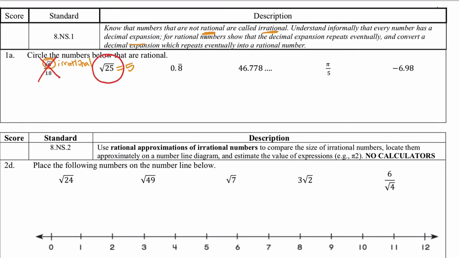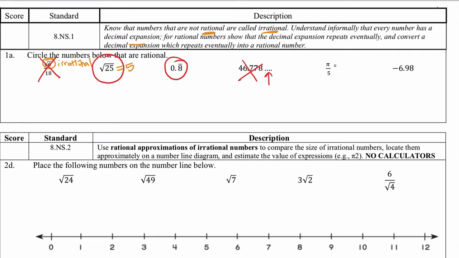0.8 repeating. It does say that a rational number will repeat eventually, and so 0.8 repeating, that is rational. 46.778 dot dot dot. This means we don't know what happens after that 8, so it may or may not repeat, so we have to say it is irrational. We do not know whether that repeats, so we're going to say no. Actually, if it did repeat, it would have a line above the 8, so because it doesn't, we're going to say irrational.